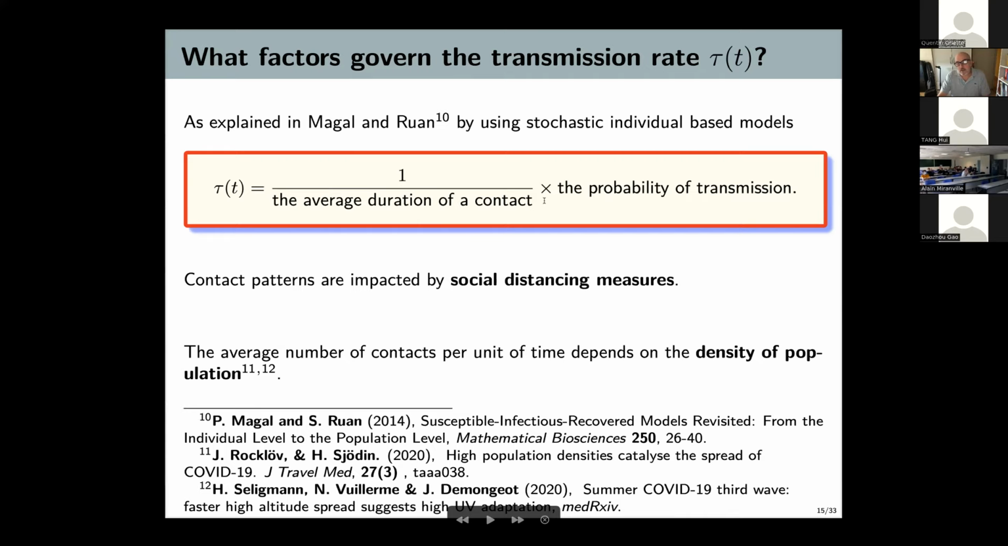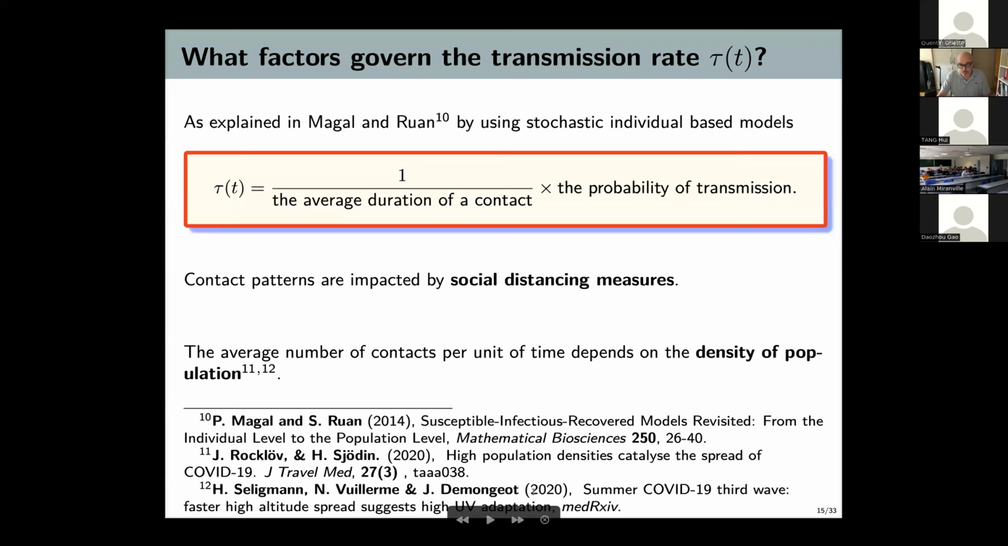Once the epidemic starts, people start to be afraid of being infected. So the contact rate decreases, or due to social distancing measures, the contact rate decreases. The average number of contacts per unit of time also depends on the density of population. This was something investigated by the group of Jacques de Mongeau.